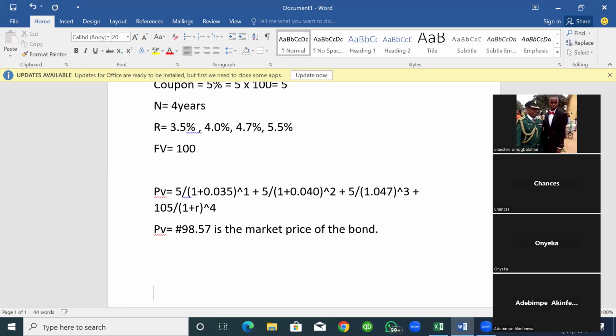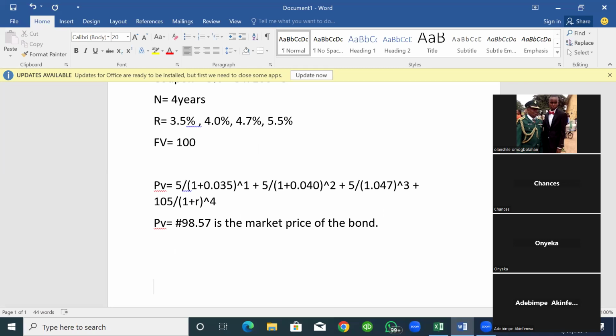Mine is 98.54. We should just take it around. I think all those 98, 99 will most likely be marked correct. Please, let's continue. The second one said we should calculate our yield. Number 2, we have to calculate yield.